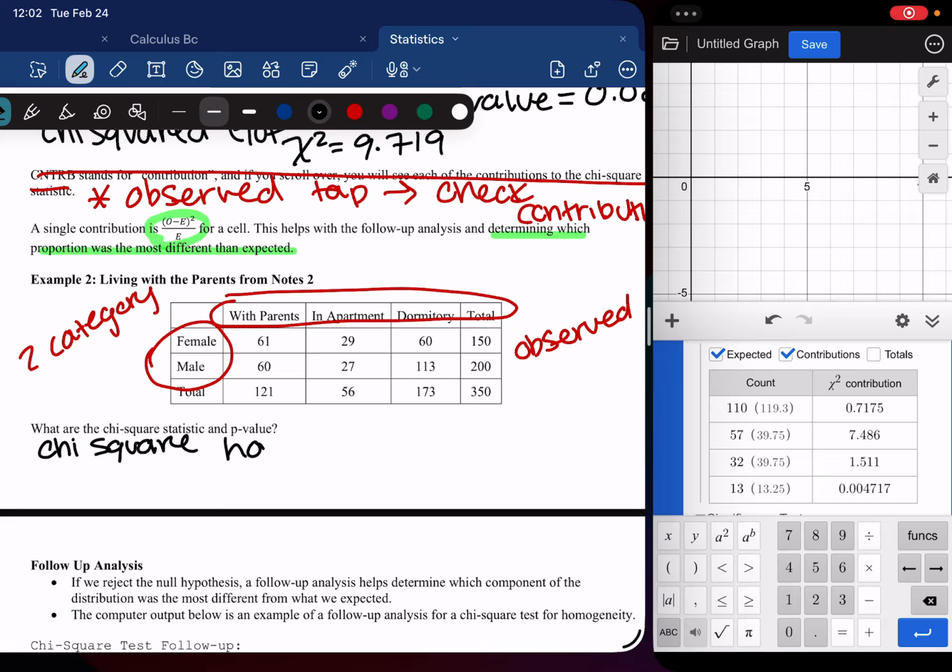Independence or homogeneity? Homogeneity. Remember, the name of the inference is homogeneity. Where you go on Desmos is independence. Because what we're going to learn in the next notes is that independence, association, and homogeneity all use the same formulas. That's why you find it in the same place on Desmos.